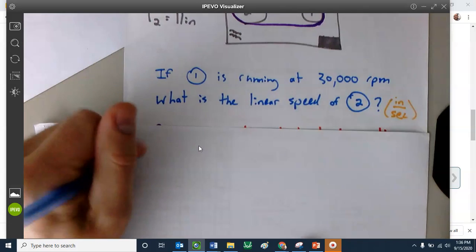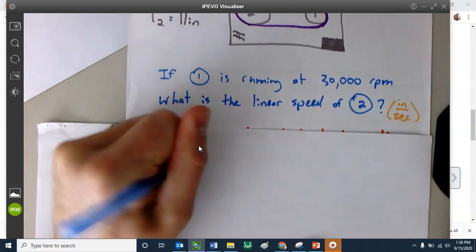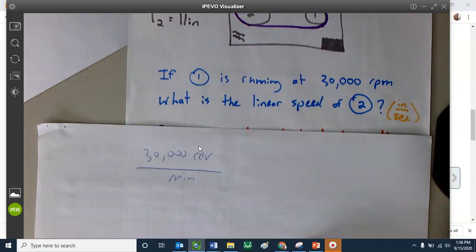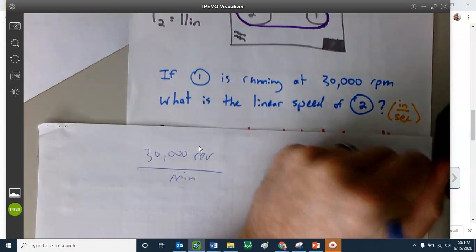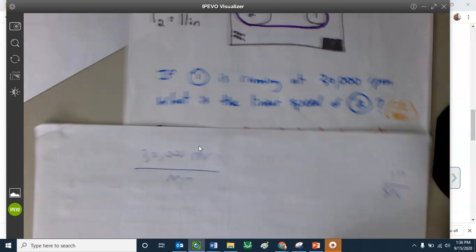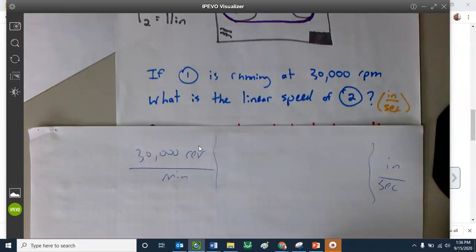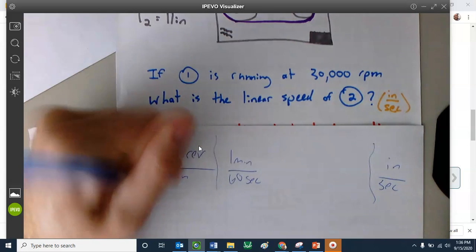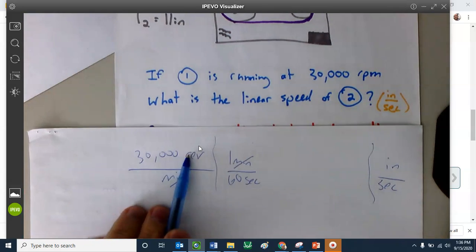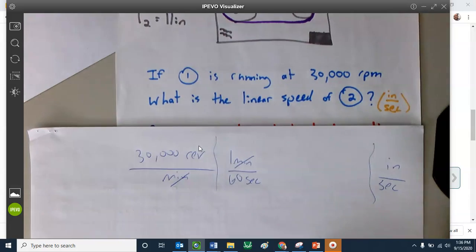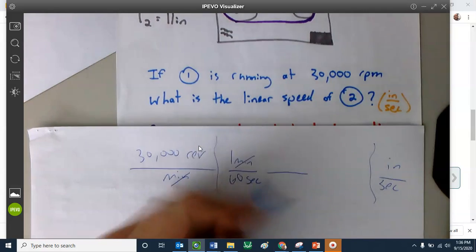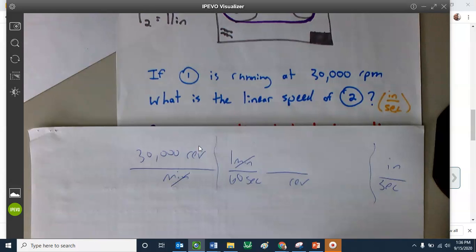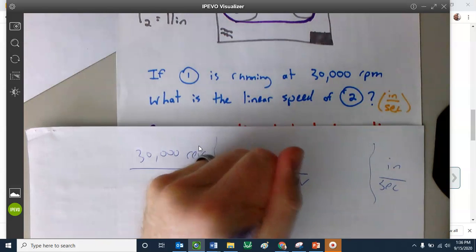Well, I know 1 is going at 30,000 revolutions every 1 minute. Okay, I know I'm trying to get it into inches per second, given to me in the problem. So there's my little river I'm trying to get across. Let's handle time first. In 1 minute, there are 60 seconds. Minutes are canceling. Now I'm left in revolutions per second. I want inches per second. I don't want revolutions. So I know whatever conversion factor I'm going to use here, I need to have revolutions in the bottom. Okay, so now the conversion factor, 1 revolution.